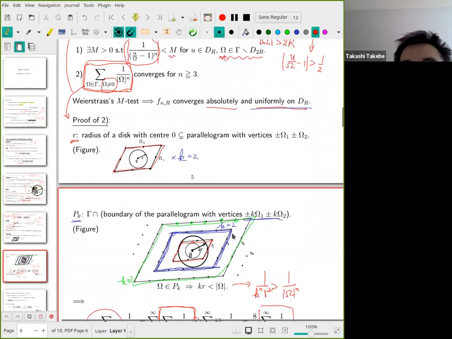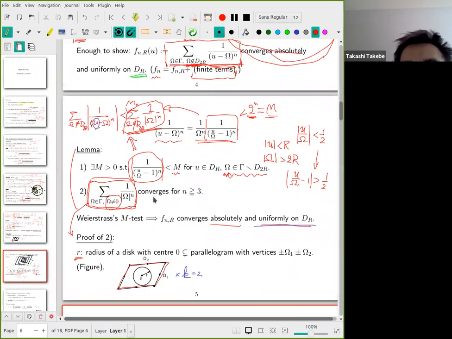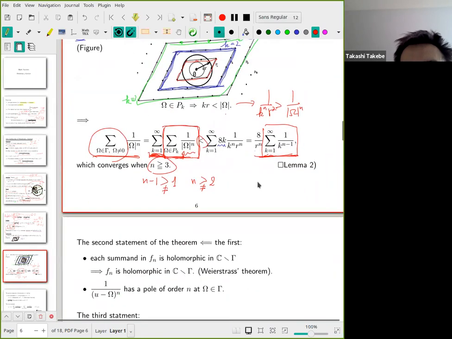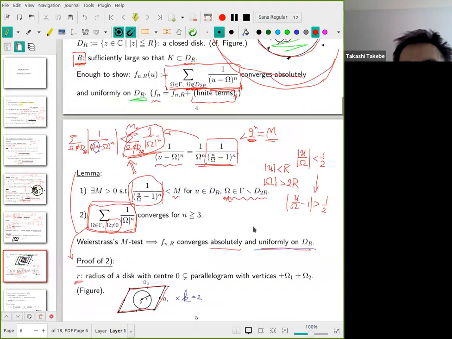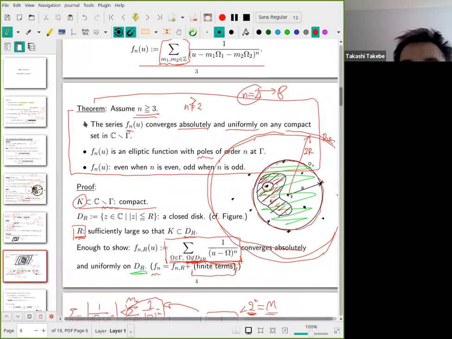So we proved this lemma, and we proved this statement.